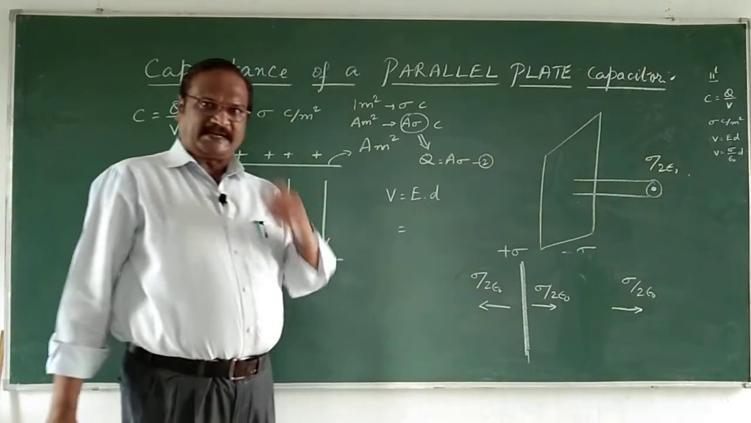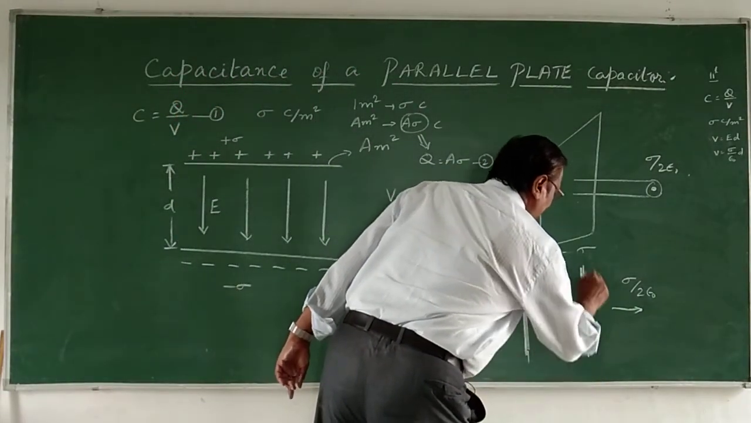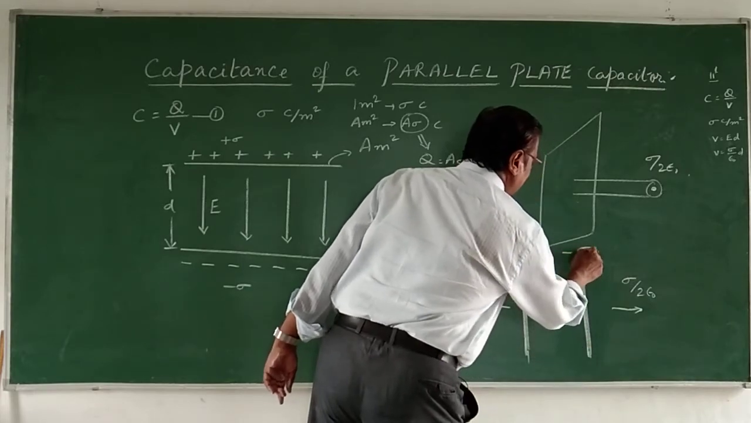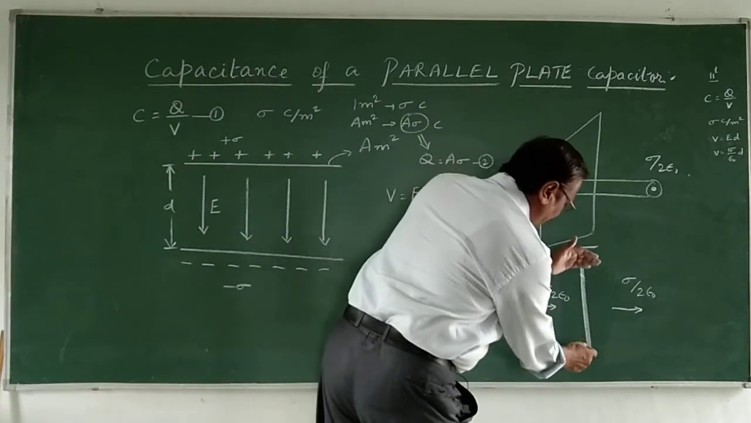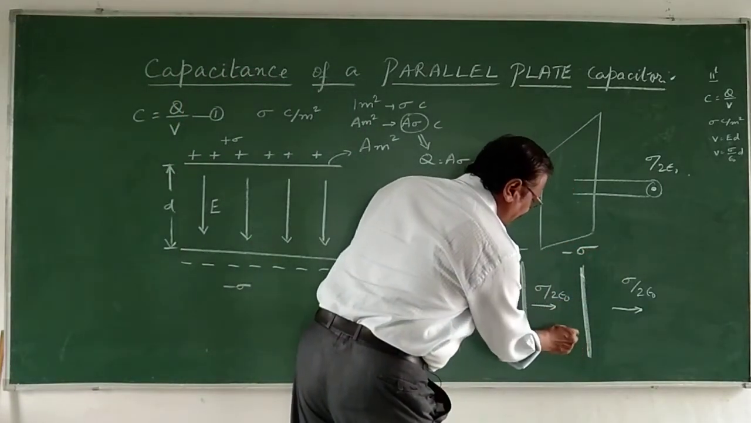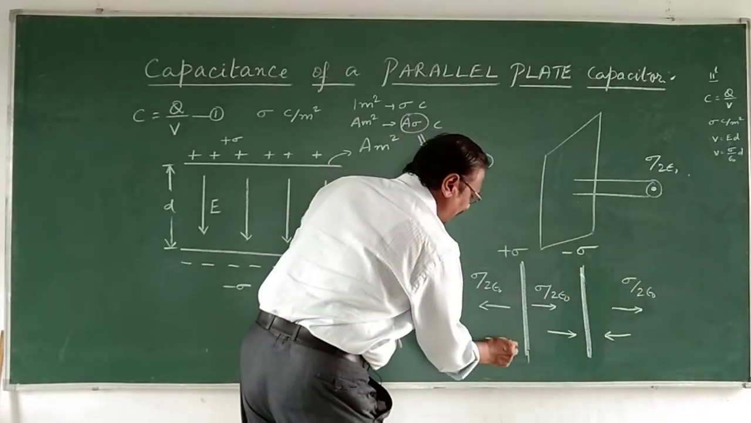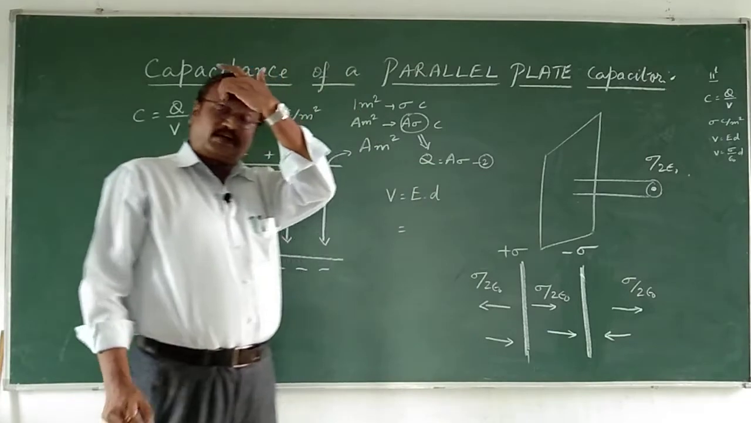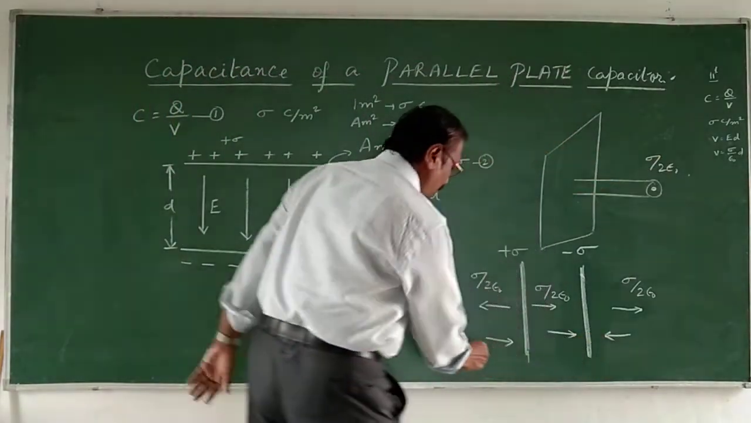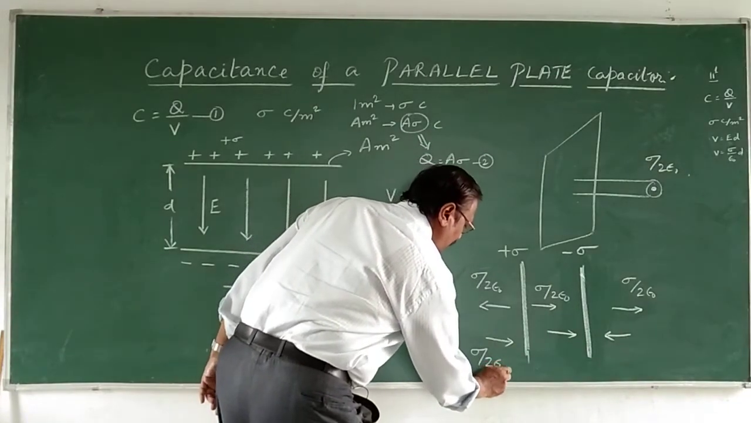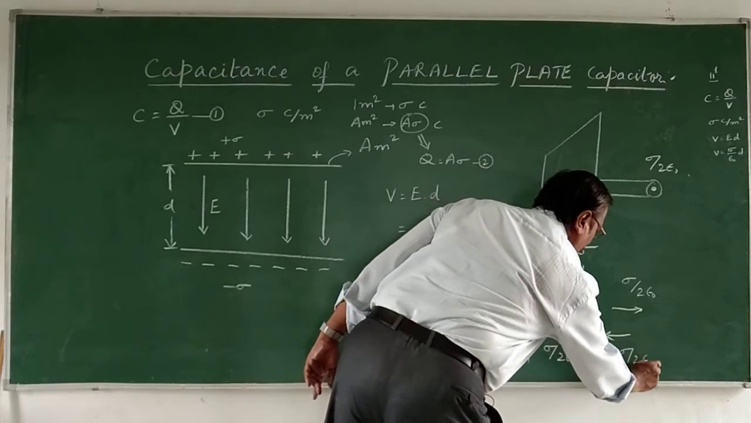When I make a parallel plate capacitor, I bring another plate here, but this plate has negative sigma. Negative means for this plate, the electric field will act inward. Again, what is the electric field which we found? Sigma upon 2 epsilon naught.